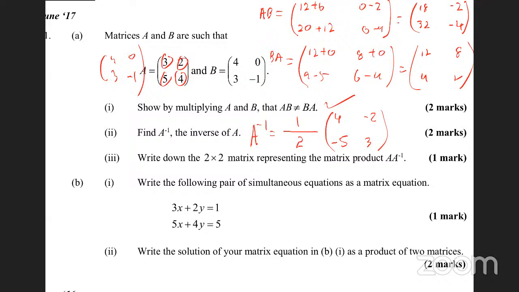The question said to write down the matrix of A by A inverse, so you don't have to work it out. What's the matrix you will get? A by A inverse is what? Right, 1, 0, 0, 1. So the answer is, I'll put it right here for you: 1, 0, 0, 1. Every time you multiply A by A inverse, you will get 1, 0, 0, 1. That is called the identity matrix.